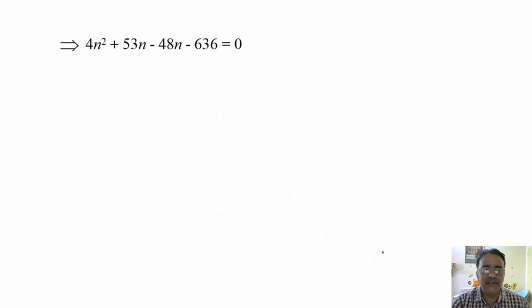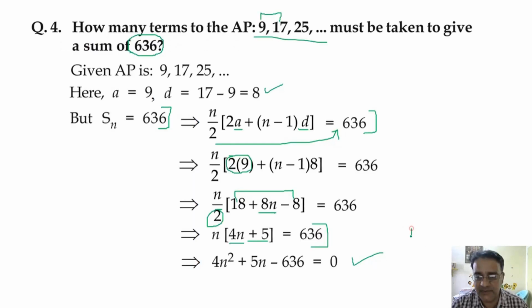So what is the product here? Don't multiply all the numbers: minus 636 into 4, it is negative. And what is the middle coefficient here? Plus 5. And what factors should we find, such that the two factors of the product have a difference of 5? So split it.